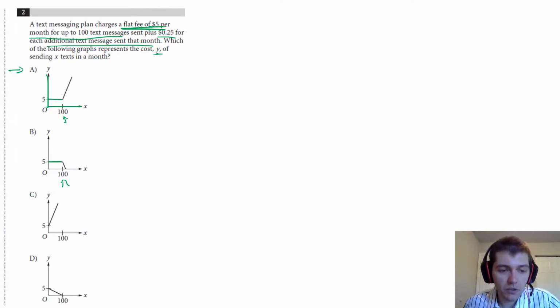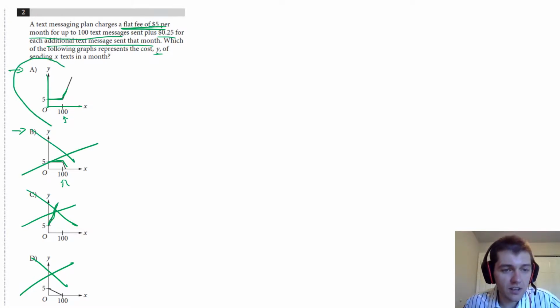They're incorrect. Basically, what this would be describing is if you were charged 25 cents per text right out of the gate. If it was $5 and then 25 cents per text immediately, that's incorrect. And then D is if you were getting paid to text, I guess, because the price is going down as you get to 100 text messages. It's free after 100 text messages. That's incorrect too. So now I have to decide between A and B, where you can see in A, you get $5 up to 100 text messages, and then your costs start to increase as you send more text messages, whereas B, it's $5 up to 100 text messages, then your costs start to decrease, which doesn't make any sense. You're not going to get paid to send text messages. So the correct answer here is A, where you have $5 flat and then an increasing cost after that.